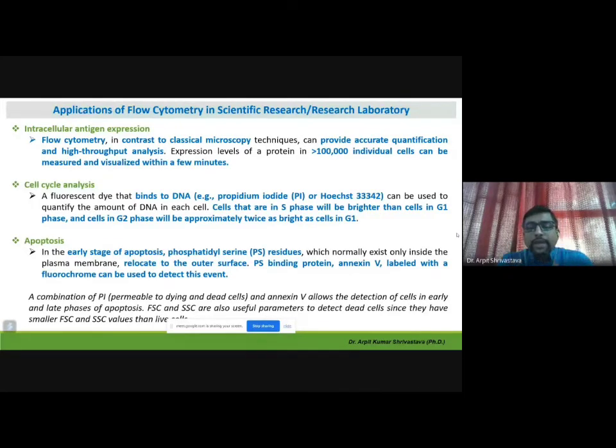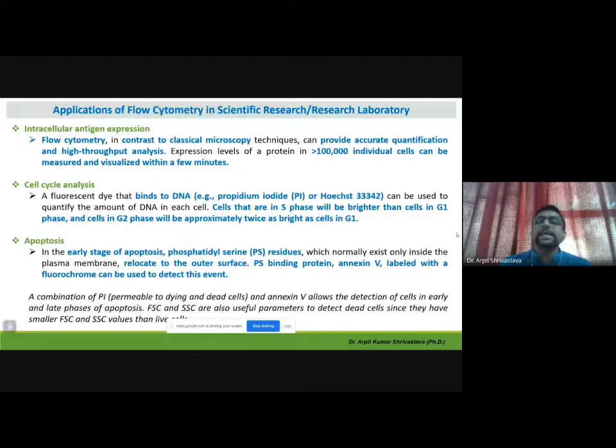That is why it is important in comparison to fluorescence microscopy. The expression level of a protein in more than 100,000 individual cells can be measured and visualized within a minute, which is not possible with fluorescence microscopy. So it is very useful in terms of quantification.